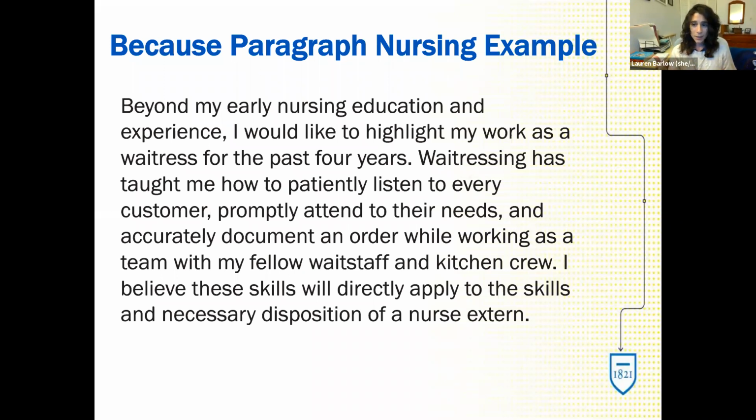So again, our topic sentence alluded to this, but the third paragraph in the cover letter, or the second middle paragraph, this student is explaining how their work as a waitress is going to support their work as a nurse. "Beyond my early nursing education and experience, I would like to highlight my work as a waitress for the past 4 years. Waitressing has taught me how to patiently listen to every customer, promptly attend to their needs, and accurately document an order while working as a team with my fellow waitstaff and kitchen crew. I believe these skills will directly apply to the skills and necessary disposition of a nurse extern."